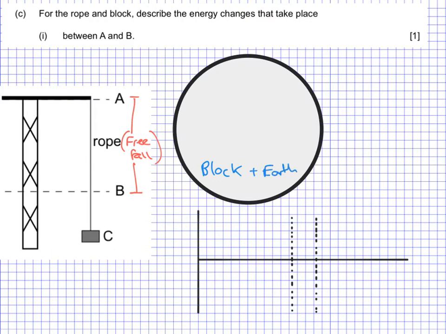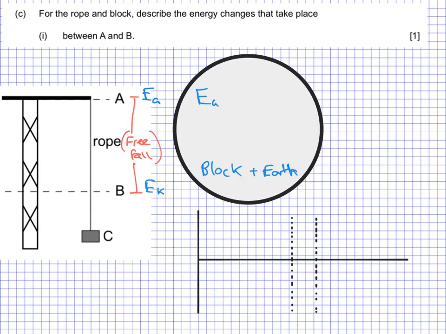Since it's the interaction of Earth and the block that causes this free fall, I'm not even going to talk about the rope here because it's irrelevant. We're just talking about this free-falling object. So really all I can talk about here is the energy of the ball. Initially, at this position, all we have is gravitational energy. And then as the ball gets to here, it's kinetic energy.